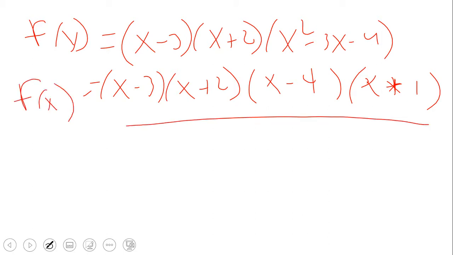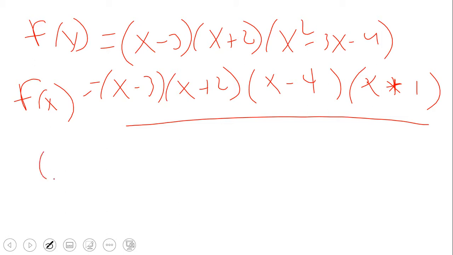Factor completely means if it's a quartic, you need 4 factors. If it's a cubic, you need 3 factors. And again, typically you're going to factor depending on what I ask for. I can say factor over the real numbers or factor over the integers, or I can kind of tell you how far to go. For now, factor completely means just go as far as you can. So there are my 4 factors.